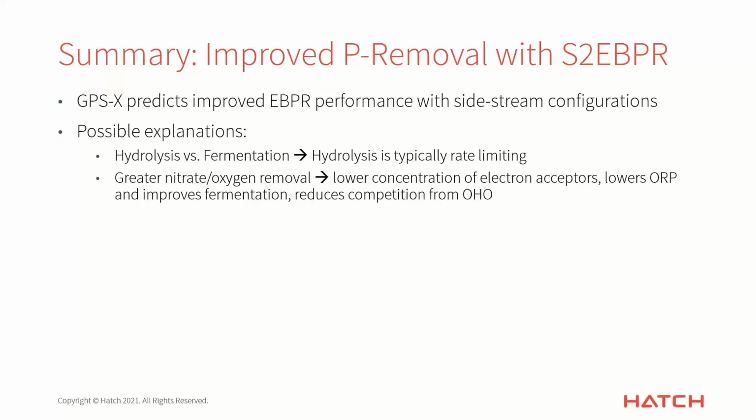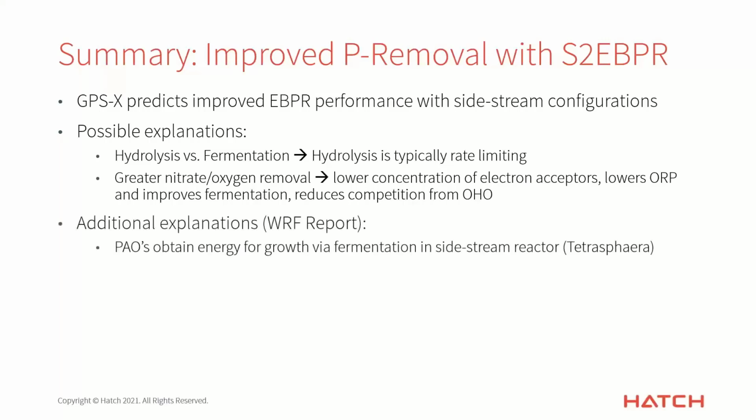Secondly, with the extended anaerobic zone comes greater nitrate and oxygen removal. So basically, there's a lower concentration of electron acceptors in the mainstream anaerobic zone, and this reduces the ORP and improves fermentation. Furthermore, the presence of nitrates and oxygen also stimulate unwanted competition with the PAOs from the ordinary heterotrophic organisms. So those take up a portion of the VFAs that would ideally be used for PHA accumulation if there's any nitrates or oxygen present in the system.